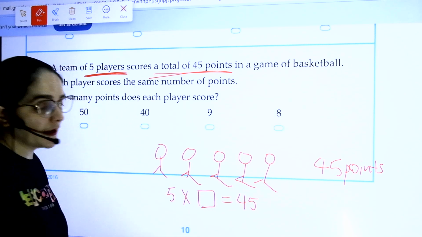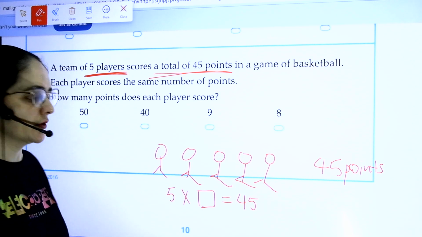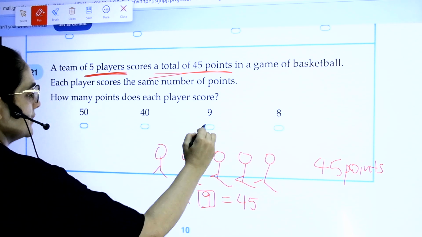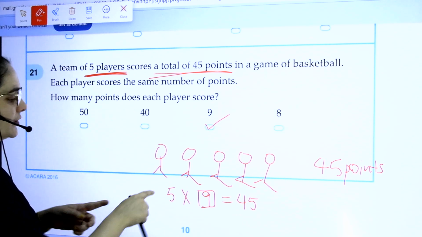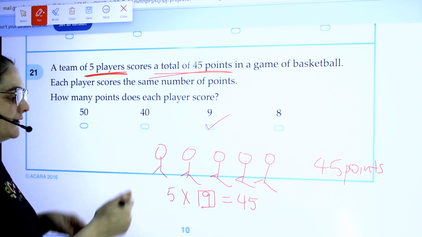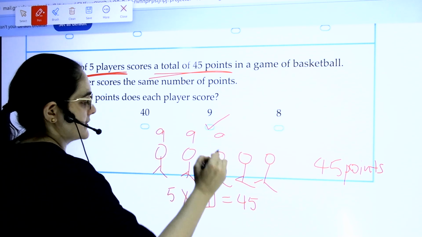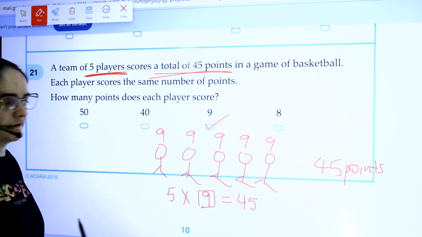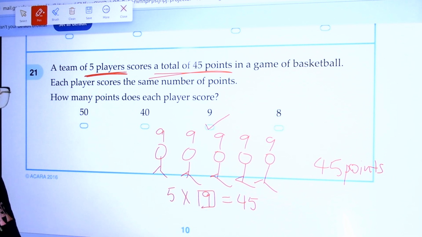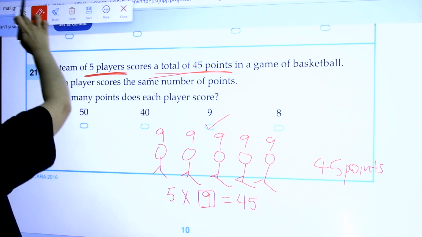If you know the times table, 5 times 9 is 45. So that should be my reasonable answer, because when you add 9 five times, 9 plus 9 plus 9 plus 9 plus 9 will give you 45 points, and there are 5 players. So yes, it makes sense. I hope this point is clear. Let's move on to the next one.